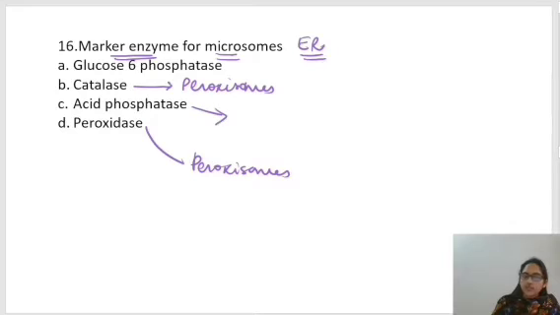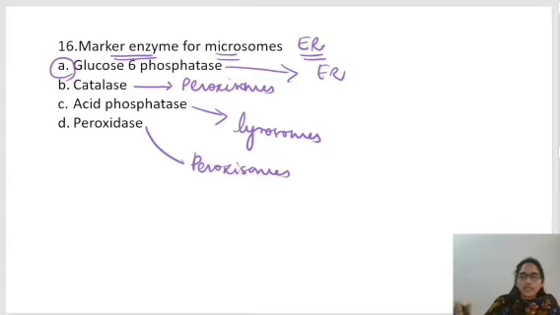And acid phosphatase: which organelle has acidic pH inside? Lysosomes. So acid phosphatase is present in lysosome. Glucose 6 phosphatase is present in the endoplasmic reticulum, so the answer for this is glucose 6 phosphatase. Please learn the marker enzymes for all of the organelles.